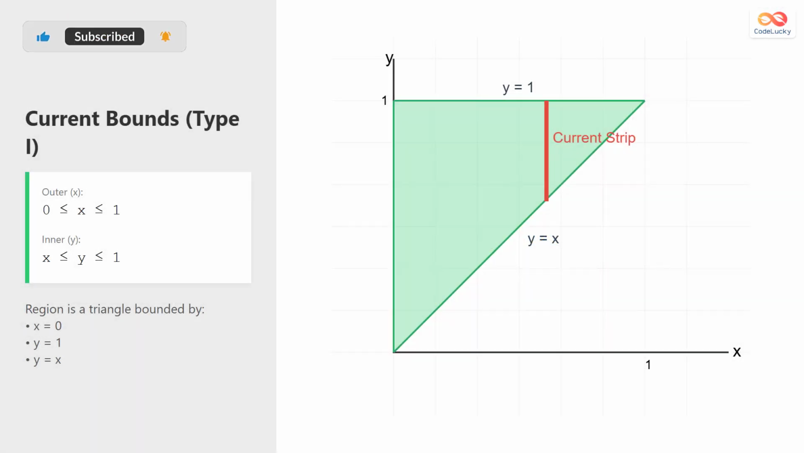Let's sketch the region based on the given bounds. x goes from 0 to 1, and y goes from the line y equals x up to the line y equals 1. This forms a triangle with vertices at (0, 0), (1, 1), and (0, 1). Currently, we are using vertical strips.